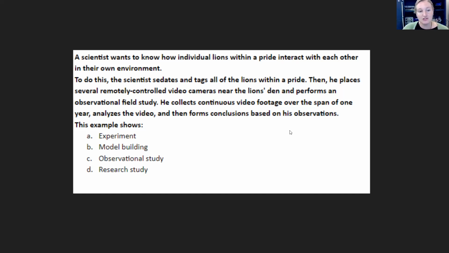his observations. So first thing we ask ourselves, is my scientist collecting data? The answer here is yes. He's making observations on this lion behavior. So we know it's not a research study.